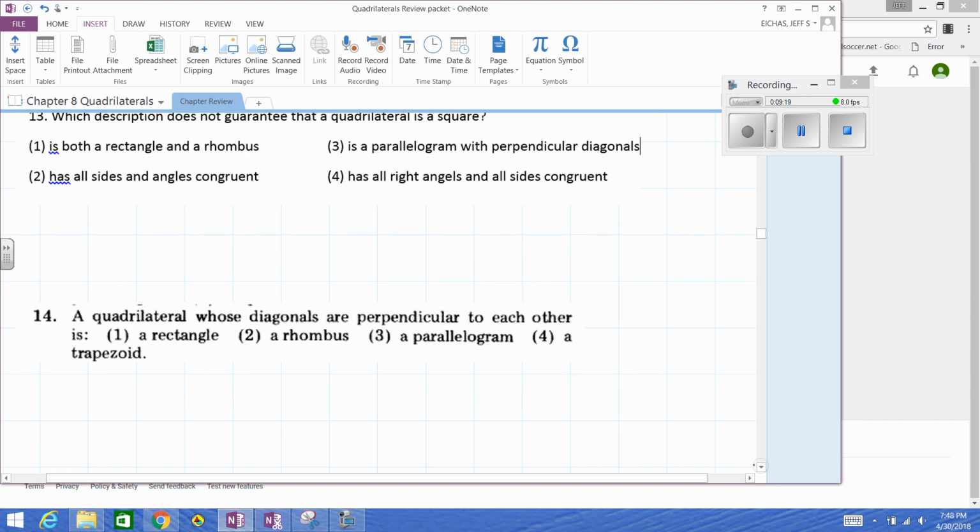Keep going here. Maybe we'll get a couple more in there. Which description does not guarantee that a quadrilateral is a square? Both a rectangle and a rhombus, that is going to force it to be a square. A parallelogram with perpendicular diagonals is only going to be a rhombus. So we're looking good there. It has all right angles on all sides. That is a square, it has all sides and all angles. Okay, so it's choice 3. That'll be good enough for this video, and then we'll pick it up on the next one.